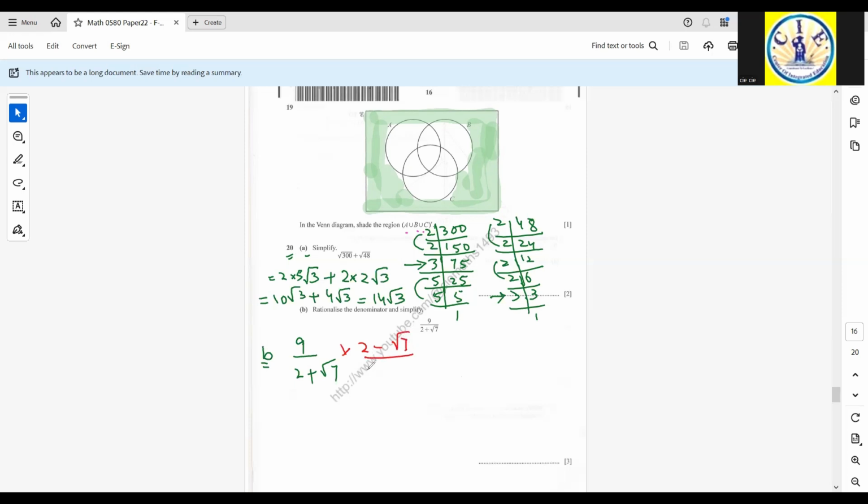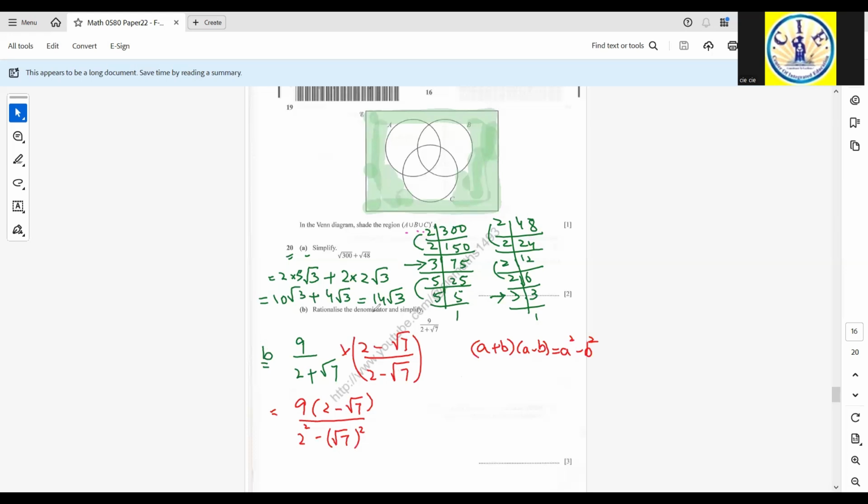So I need to rationalize it first. So that will give me 9 times 2 minus radical 27. And in the denominator, I need to have 2 square minus radical of 7 square. There is a use of the identity a plus b times a minus b. That is a squared minus b squared. So this is actually the rationalization process.